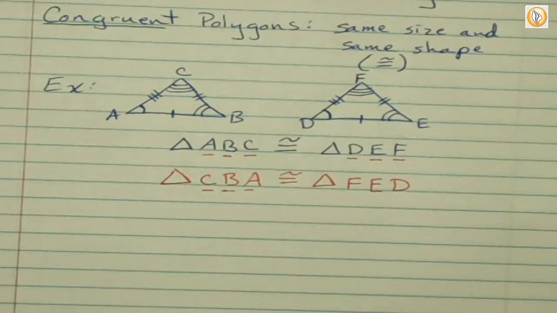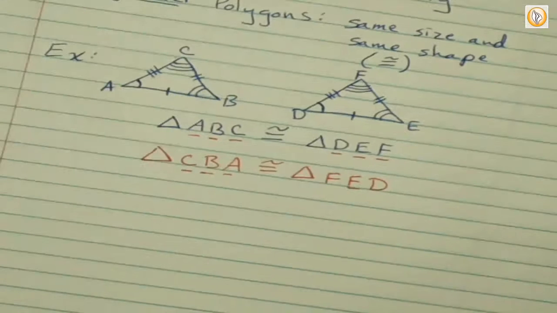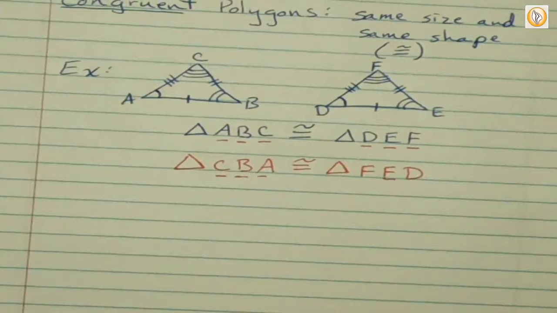If the triangle, like let's say it was a right triangle, if it was mirrored, would it still be congruent? Oh yeah. Yeah, it can. Okay, so that's another good question.